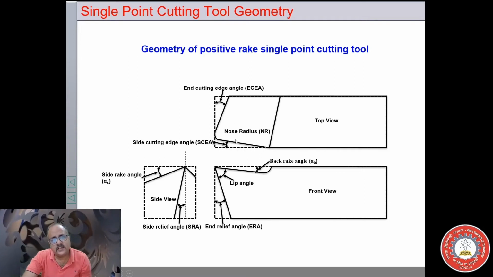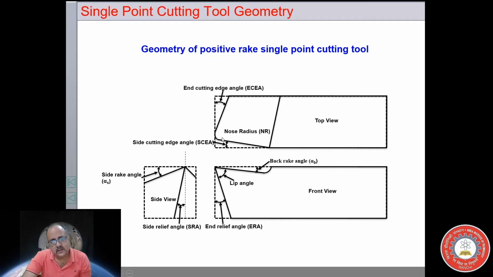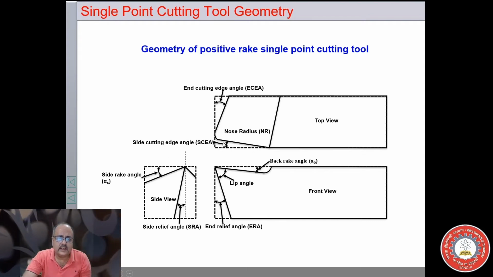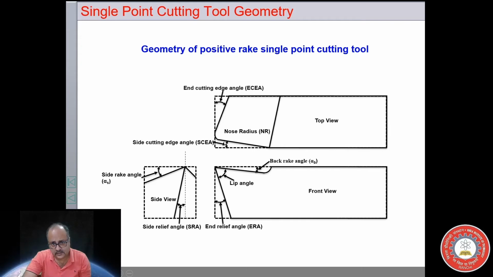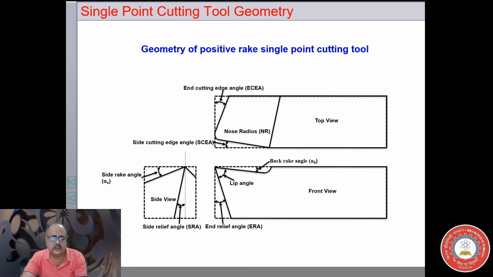So this angle is also provided. This increases the length of the cutting edge. This is the cutting edge. Now the load will be applied over a larger area, and therefore it increases the life of the tool. Therefore we include the side cutting edge angle up to a certain degree. Beyond it, it will cause chatter. Chatter is a vibration that occurs in the tool and the workpiece.